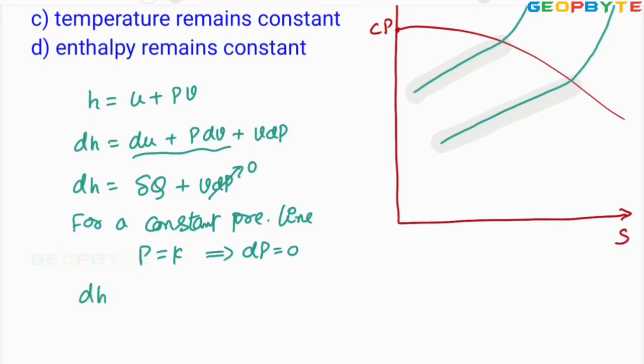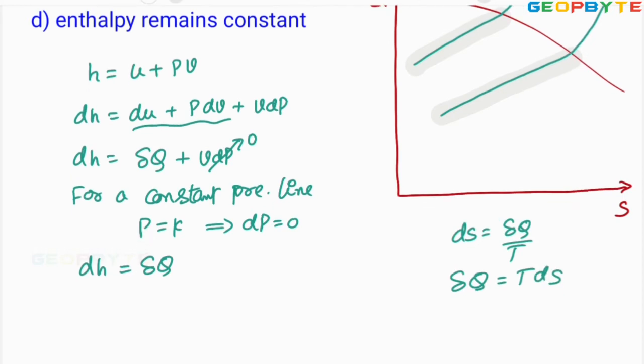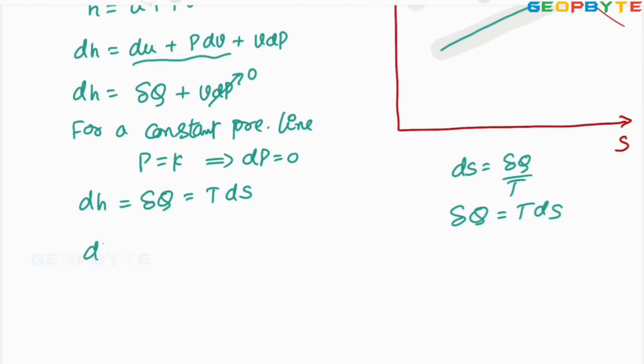Then dH equal to what? dH equal to delta Q. You know dS equal to delta Q by T. From this, delta Q can be written as TdS. Therefore, dH equal to TdS. dH by dS for the constant pressure line equal to T.